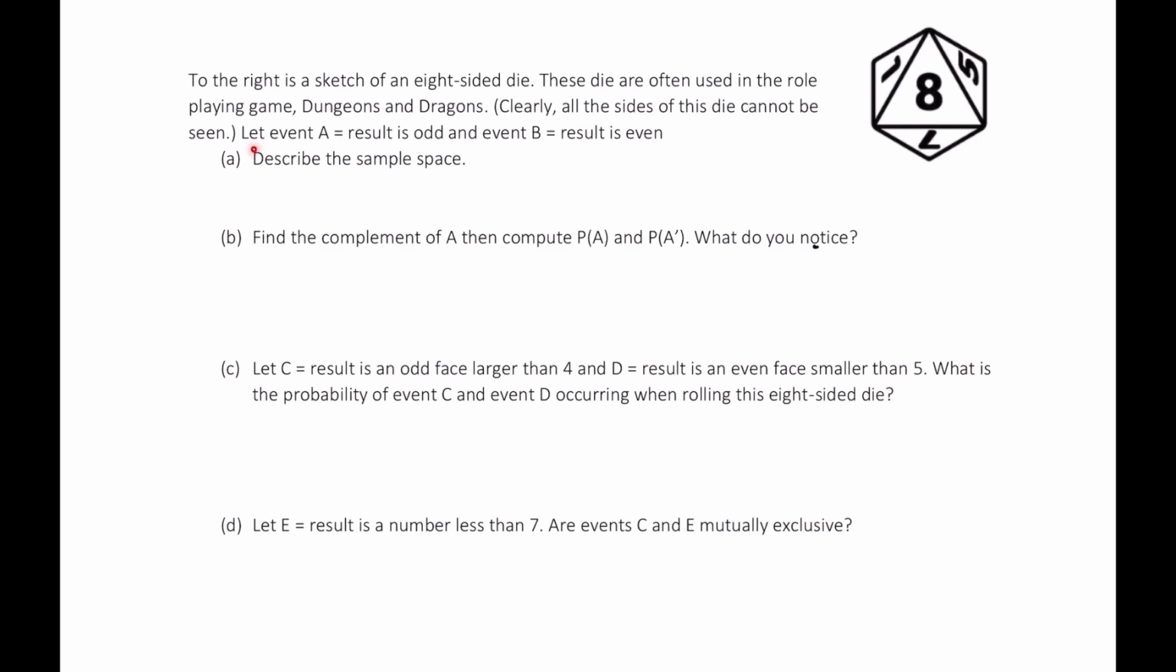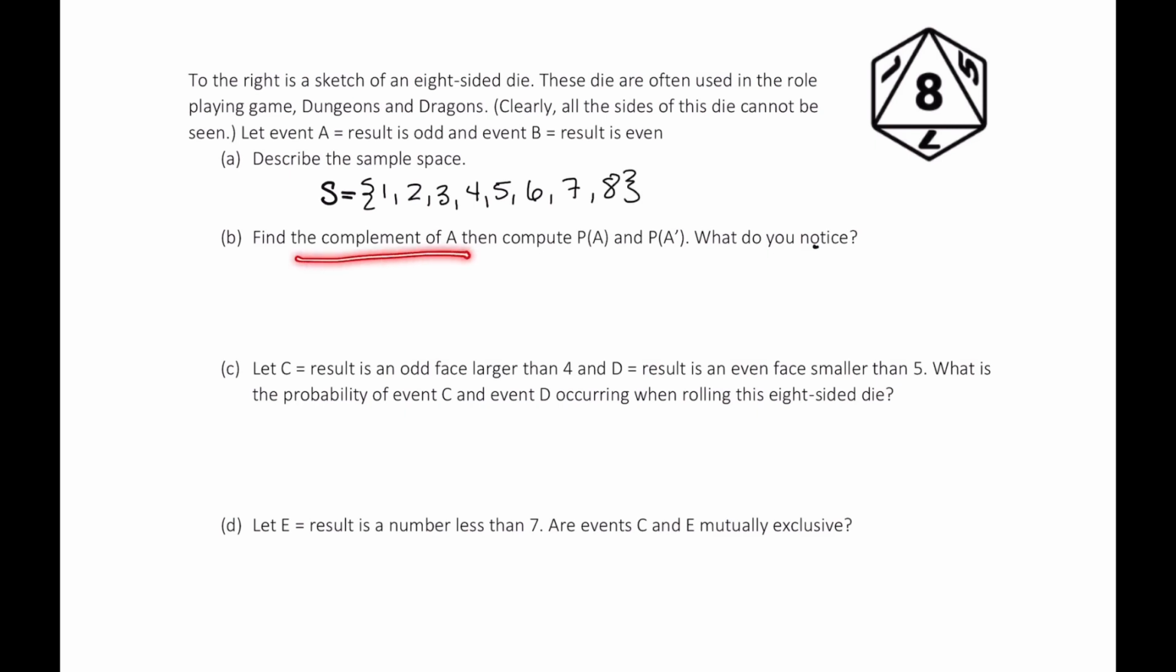So let's let event A be the result is odd, and event B be the result is even. Before we go into any probabilities, let's describe the sample space. Our sample space S includes all the numbers on the die, 1, 2, 3, 4, 5, 6, and we keep going, like in a standard cube die, to 7 and 8.